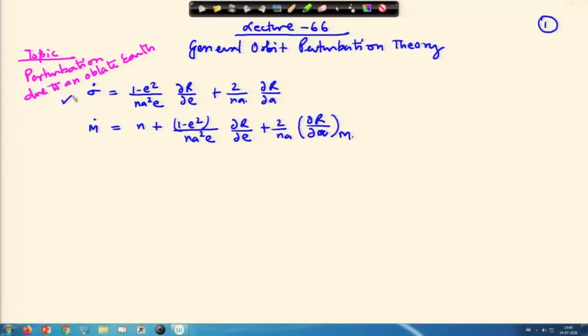So, sigma dot, we already know, can be written in terms of the perturbation potential. And this can be reduced to m dot in this form. That means the mean anomaly at a particular instant of time, if it is given to you, can be expanded in this space, where m equals n t plus sigma.